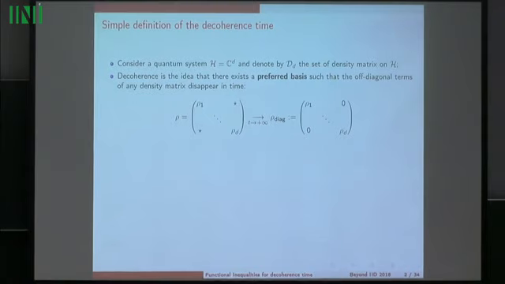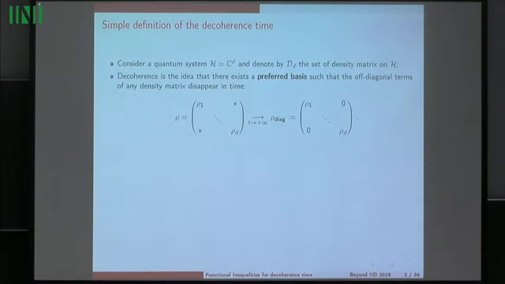And so in the end, you start with any rho, and in the end you find something which is diagonal. In a sense it is classical because they are all diagonal in the same orthonormal basis. So I want to study the speed of this process.